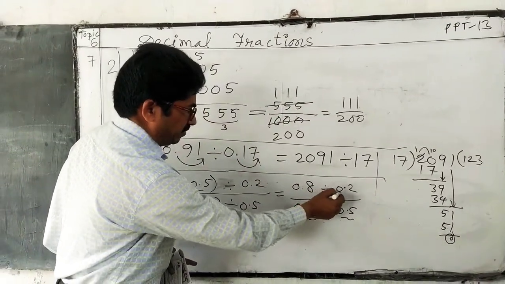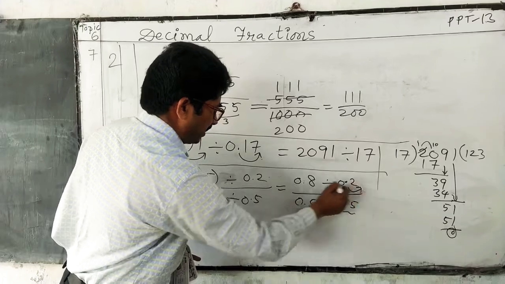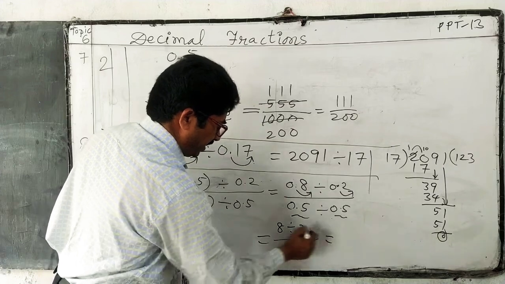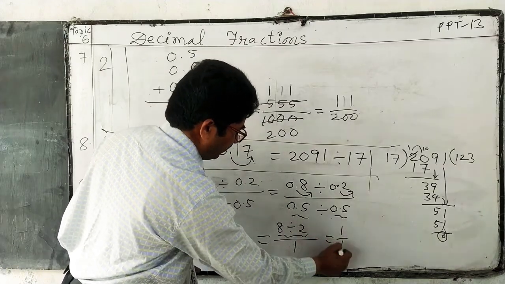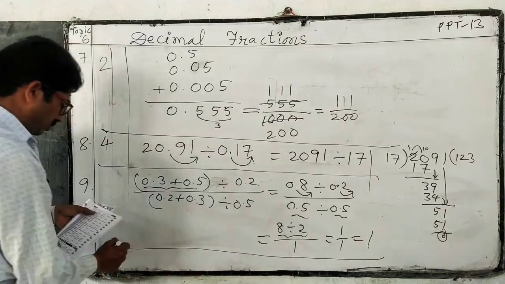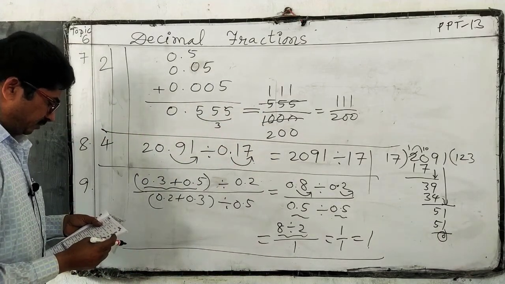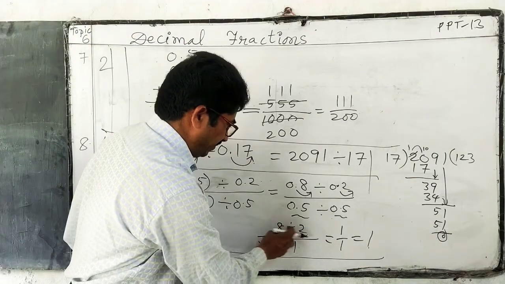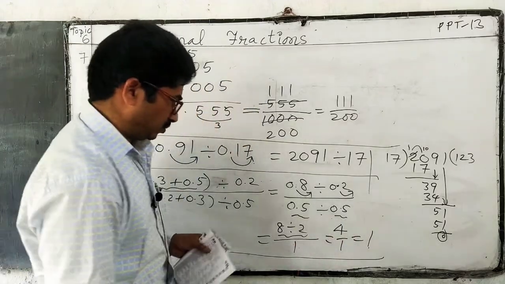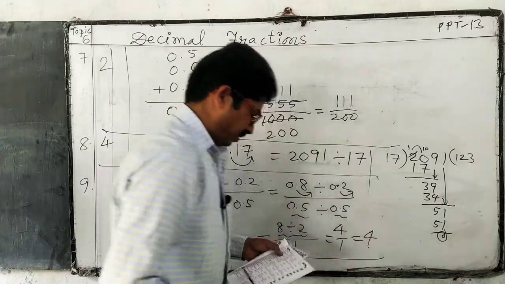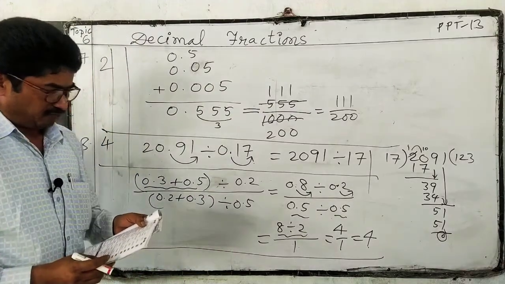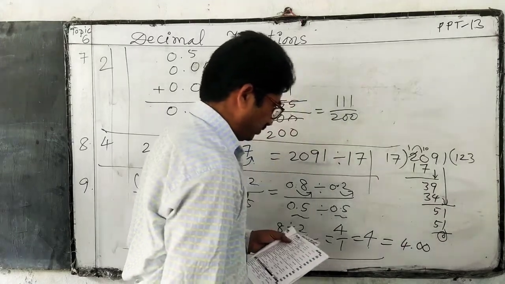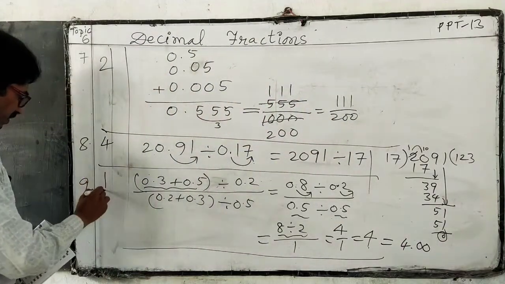This 0.8 divided by 0.2, we can change like this: 8 divided by 2, which is 4. So 4 by 1 is equal to 4. Here we didn't have 4, so this is equal to 4.00. So the correct option is 1.